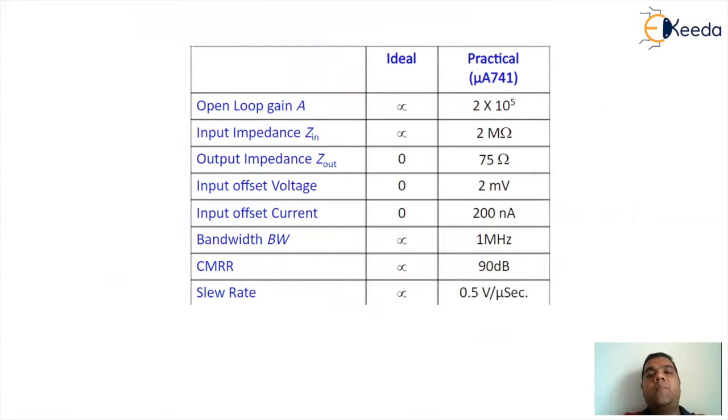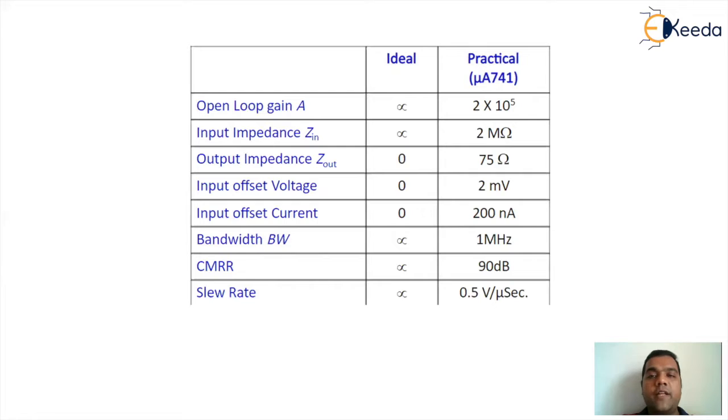So when you compare the requirements of an ideal operational amplifier with a practical operational amplifier, the open loop gain ideal condition should be infinite. Practically it will be around 2 into 10 raised to 5, which is very high. Input impedance should be infinite; practically it will be 2 megaohm. Output impedance should be 0; practically it is 75 ohm.